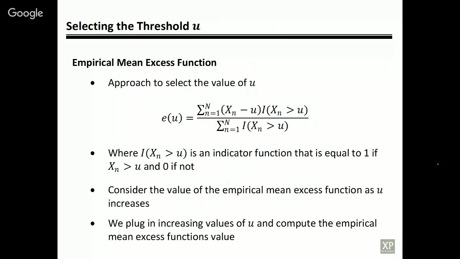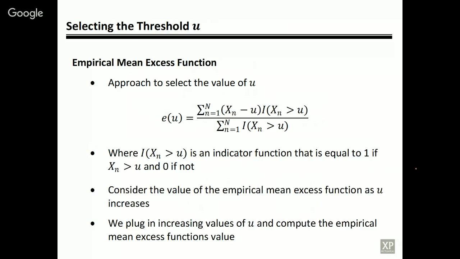And finally, we'll cover selecting the threshold u. So we know that as u increases, the distribution converges to the GPD. But how do you select a u in practice? Well, one approach is to use the empirical mean excess function. Very fancy word for actually a simple concept. So the approach is to select a value of u by using the e(u) function here, where I in the function is an indicator function.